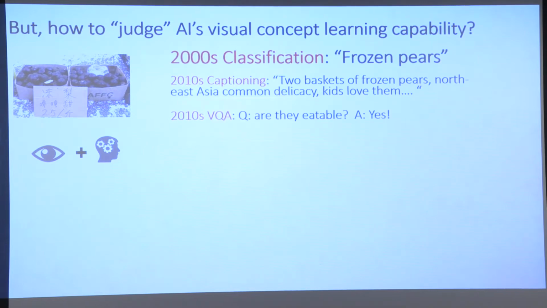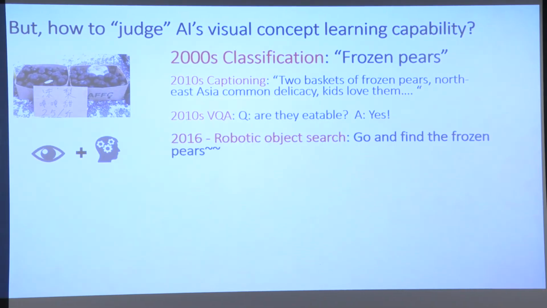And around this time, there is another challenge being proposed called VQA. Many of you have probably heard about it, visual question answering. Instead of asking the system to generate a sentence, it takes in the image as well as the question as the input and tests whether the AI is able to answer questions such as, are they edible, correct or not? If they are able to answer them, we are evaluating how well the system understands the concept of pear and the attributes of them and how they connect with each other.